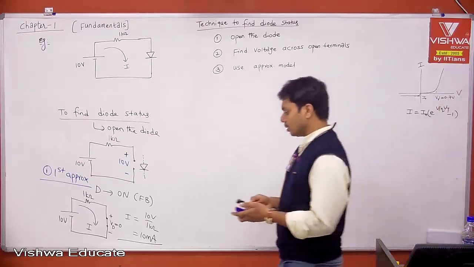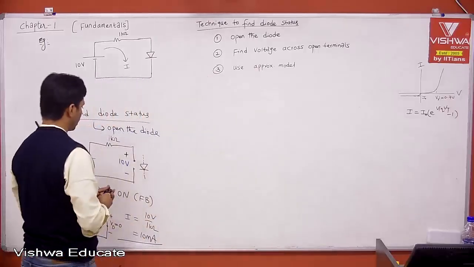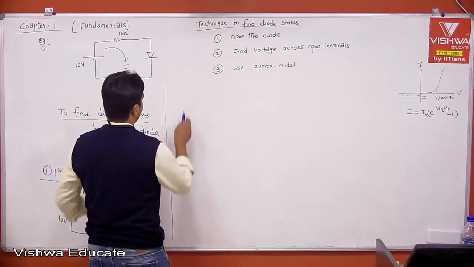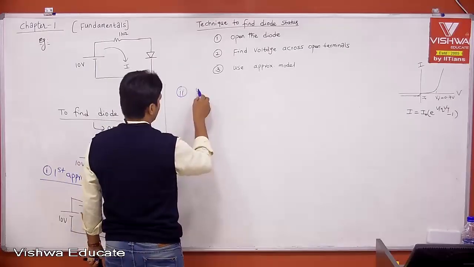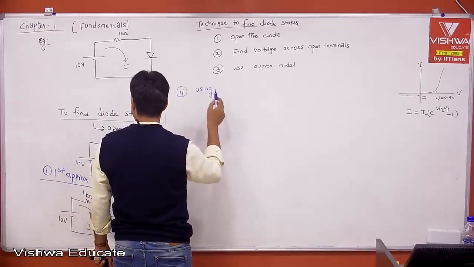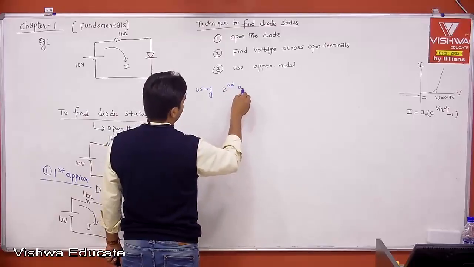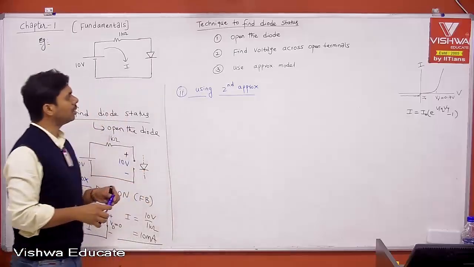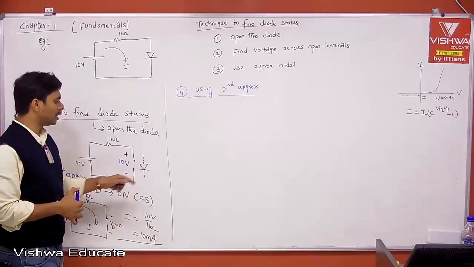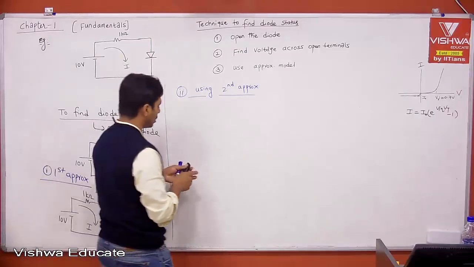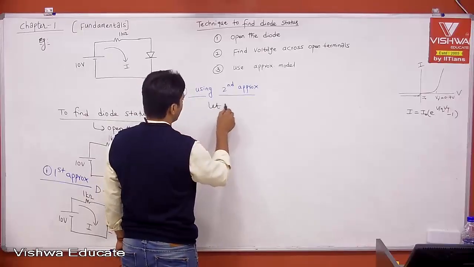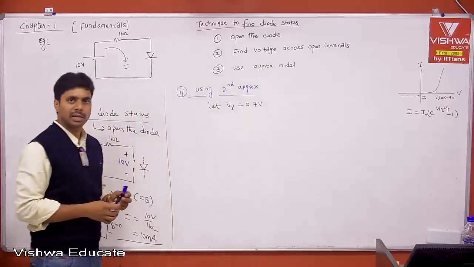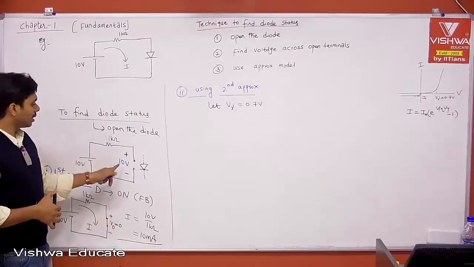Now let's see using second approximation. For the second approximation, the voltage across the diode should be greater than or equal to V gamma. Let V gamma of your PN junction diode be 0.7, the typical value. Then, is it greater than or equal to 0.7?